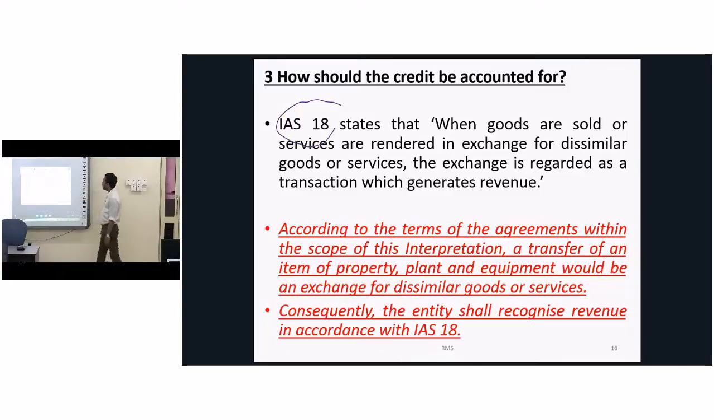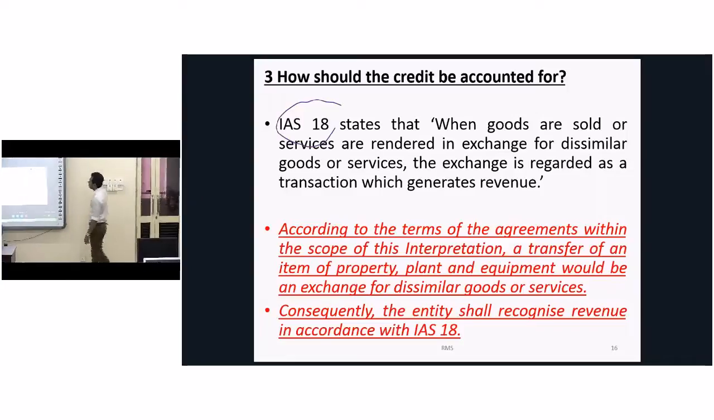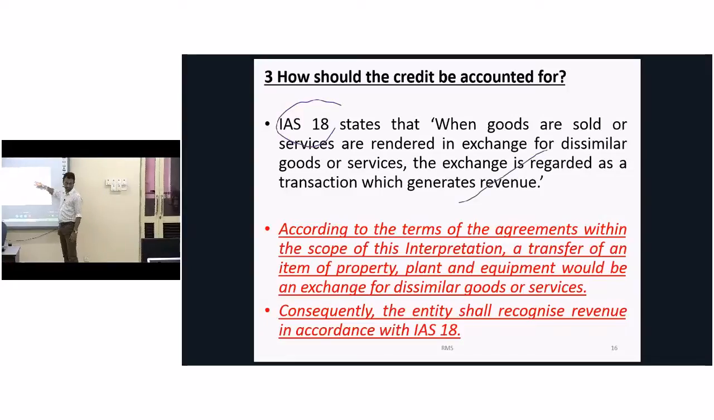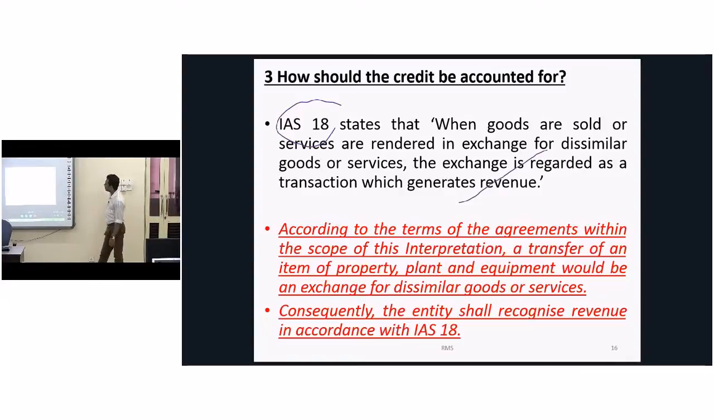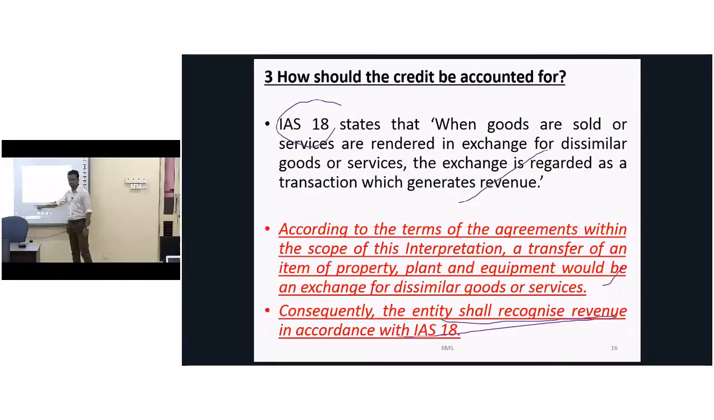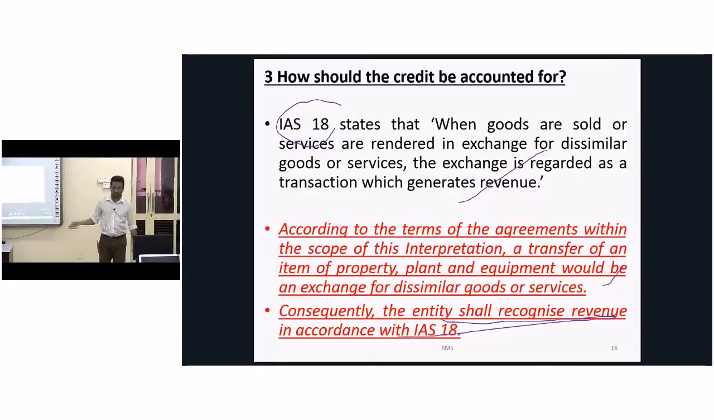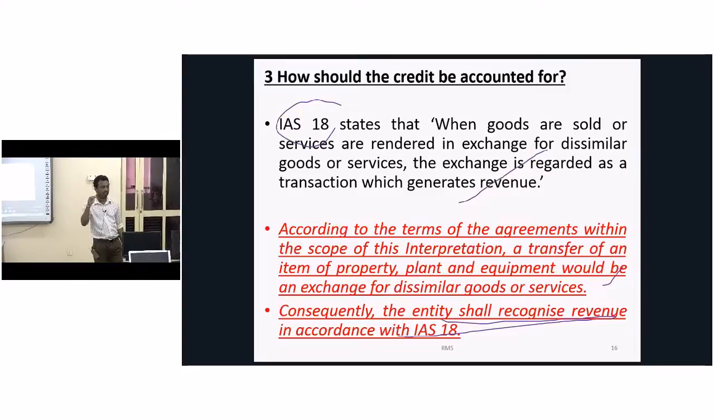When goods are sold or services rendered, it's fine. So we have to recognize something as revenue. This is the first point. According to the terms of the agreement, within the scope of this interpretation, a transfer of an asset of PPE would be an exchange for dissimilar goods and services. Therefore, the entity shall recognize revenue in accordance with IAS 18. That's why I said you have to keep it as deferred revenue. Part by part, over the useful lifetime of the asset, you have to recognize it as income. That's what IFRIC 18 says.